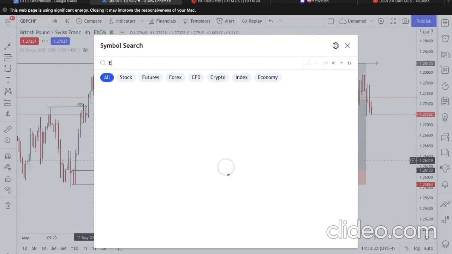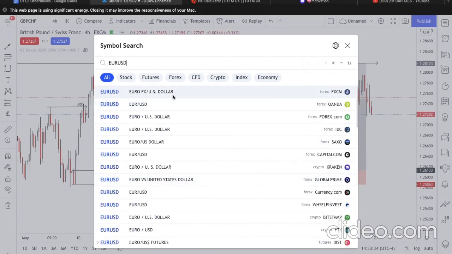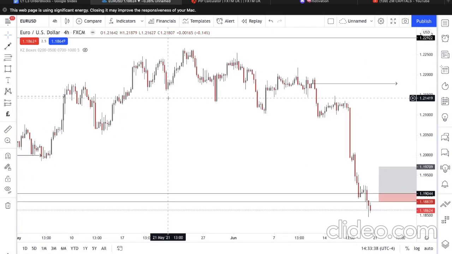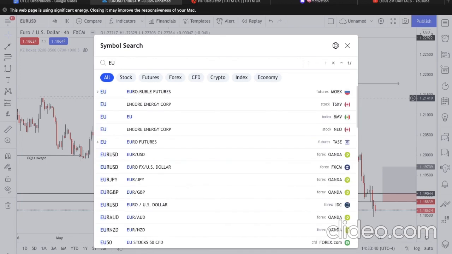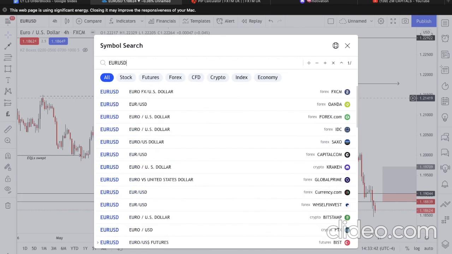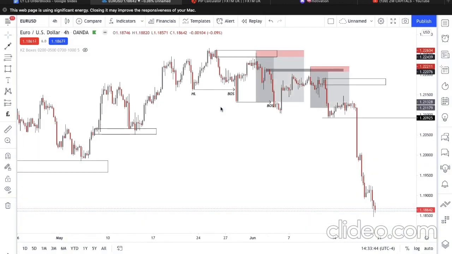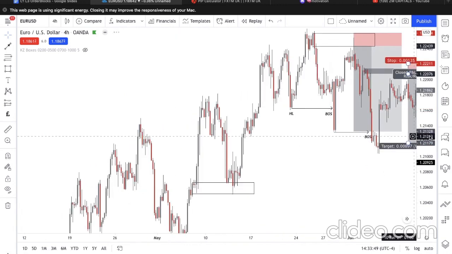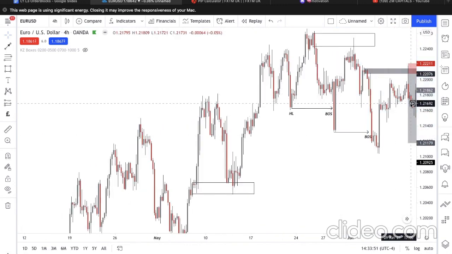Now I'm going to show you guys one more example of trading Euro USD and identifying bearish examples. So let me go to my chart because I've already marked it out for you guys, so it's easier to explain. There we go. So let me take all of this off.